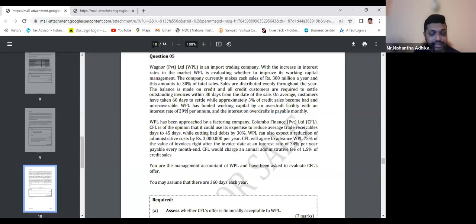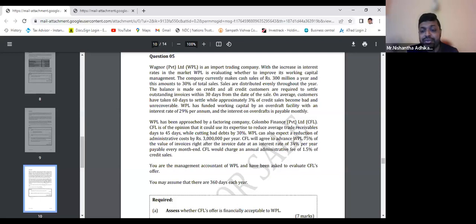Hope you have done it. It should have been done. You have performed those calculations. WPL has been approached by a factoring company, Colombo Finance Limited, CFL. CFL is of the opinion that it could use its expertise to reduce average trade receivable days to 45 days, while cutting the bad debts by 30%. WPL can also expect a reduction of administrative cost by 3 million per year. Administration cost also will be reduced by 3 million.